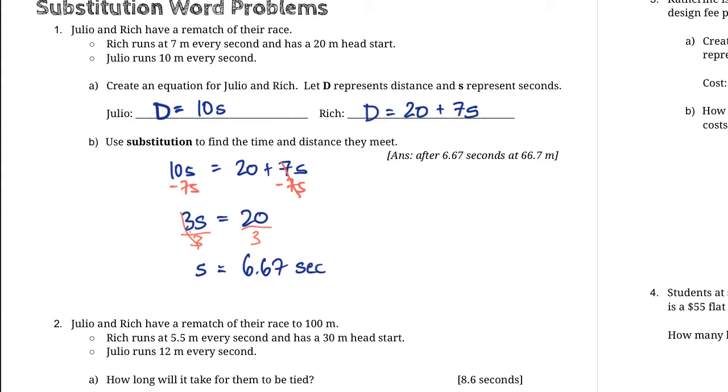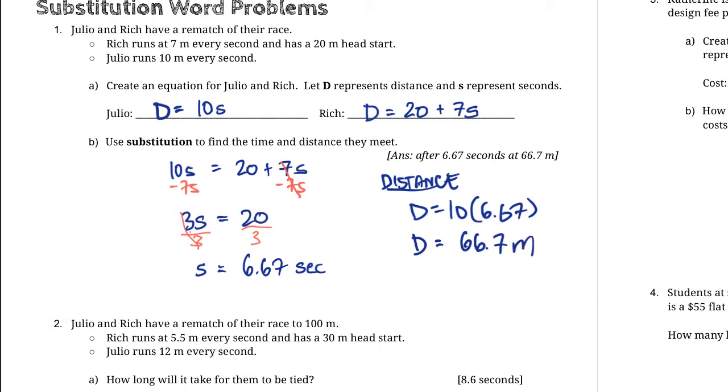Notice how this one is a lot easier. D equals 10 times s, because all we need to do is multiply that by s. So this is to solve for the distance. We know D equals 10 times s, which is 6.67, and if we multiply 6.67 by 10, it's just going to be 66.7 meters. So after 6.67 seconds, they are both at 66.7 meters.